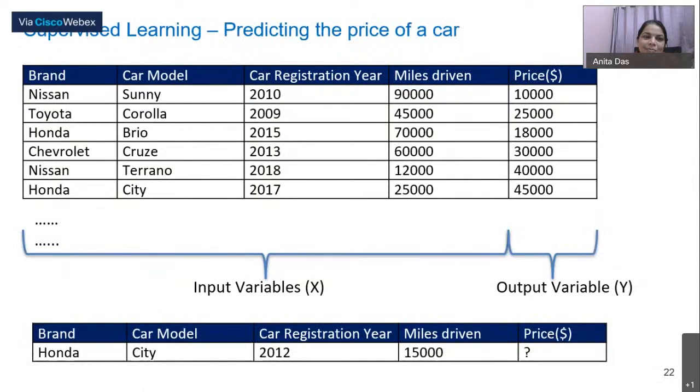For example, predicting the car price. What is the brand, what is the model, what is the registration year, how many miles the car has already driven. All these are input variables, and price is the output variable, the dependent variable. Price is dependent on the other variables. Such a data set will qualify for supervised learning.